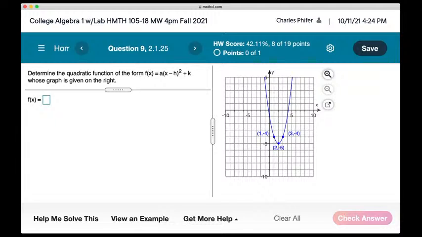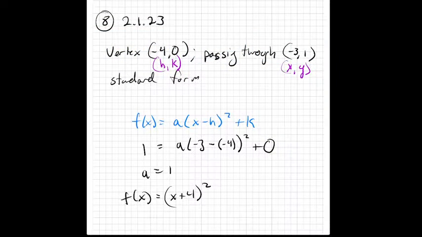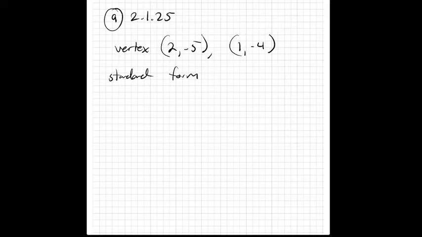We have that the vertex is 2 comma negative 5, and it passes through, let's say, the point I'm choosing, 1 comma negative 4. And then we want our result in standard form. The standard form of the equation of a quadratic is f of x equals a times x minus h squared plus k. This is the vertex, our h and our k, passing through this x and this y.